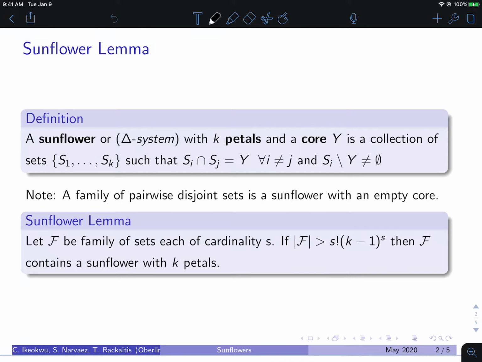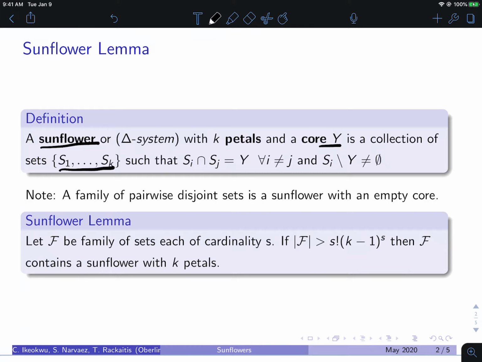Okay, let's review the definition of a sunflower. A sunflower, or delta system, with K petals and a core Y is a collection of sets S1 through SK such that Si intersect Sj is Y. So this core, the intersection of any two distinct elements in this set, is the core.